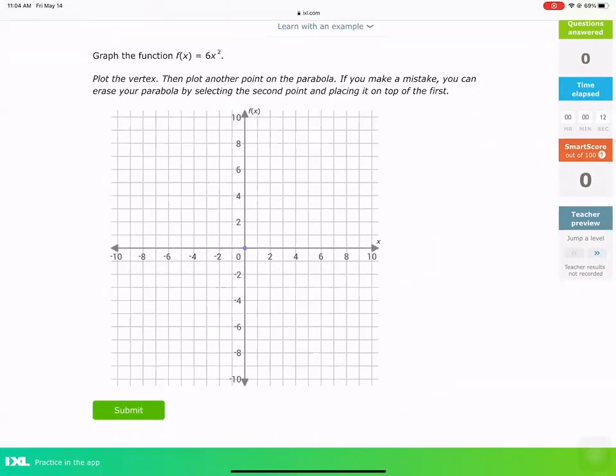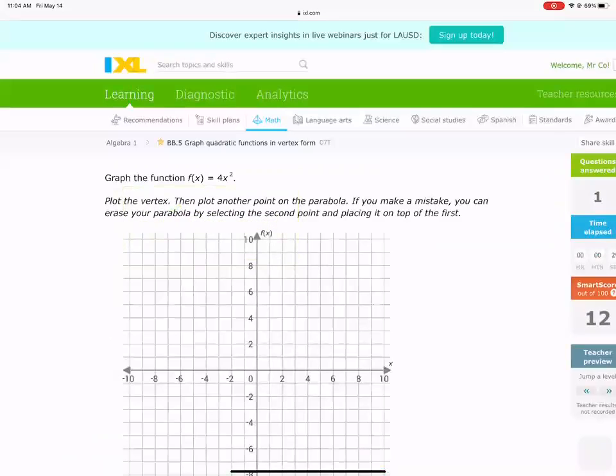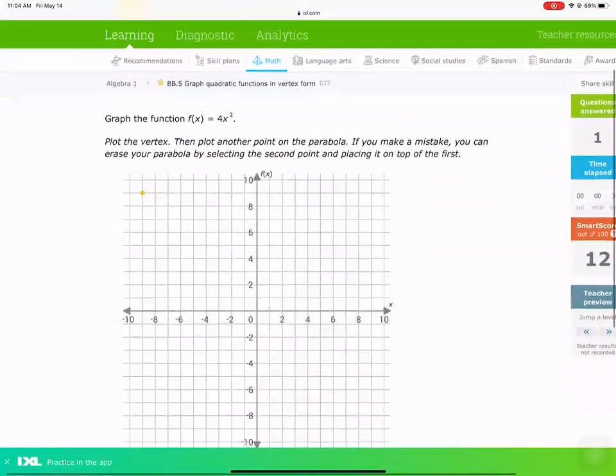X squared. Now, how will this graph be drawn? 1 step over, what's my number in front? 6. We know 1 step over is 1, 2, 3, 4, 5, 6. Man, I'm making a lot of money this week. My allowance got multiplied by 6. That's it. 1 step over from 0, 0. 1 step over, positive 1, 2, 3, 4, 5, 6.